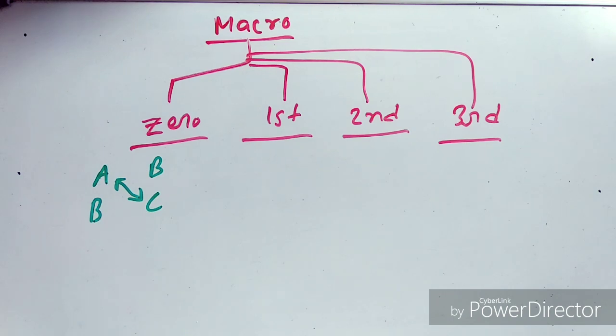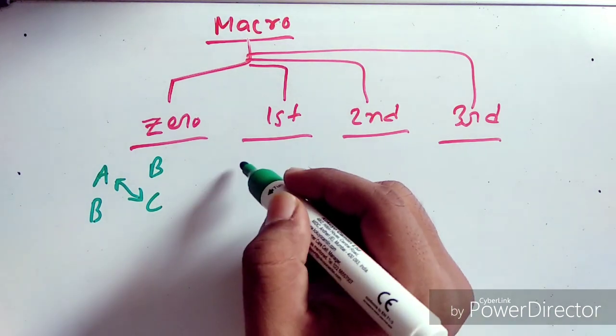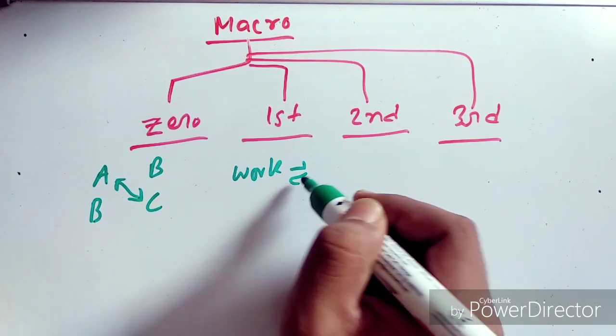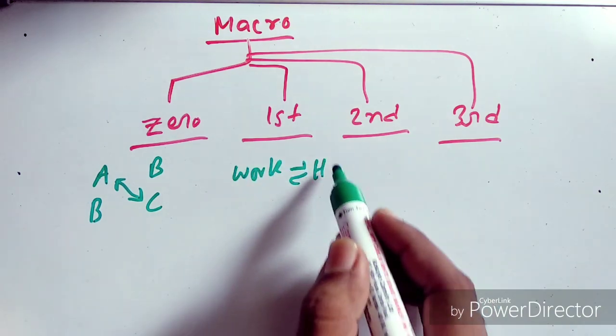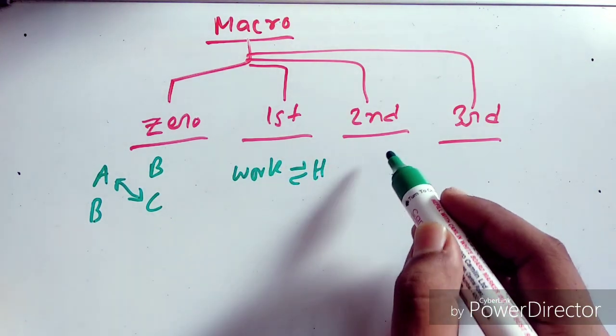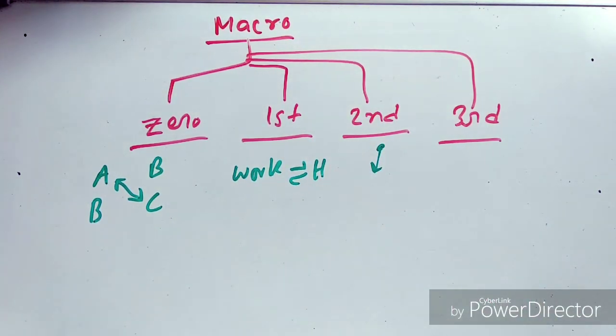What about the first law? The first law says that work and heat conversion is possible. So the conversion between work and heat is possible in the case of the first law. What does the second law say? The first law says work and heat can be converted. The second law says the direction of that conversion, or the conservation of energy, the direction, and the spontaneity. Whether the process will be spontaneous or not can be discussed through the second law.